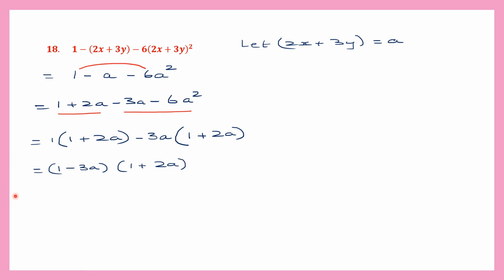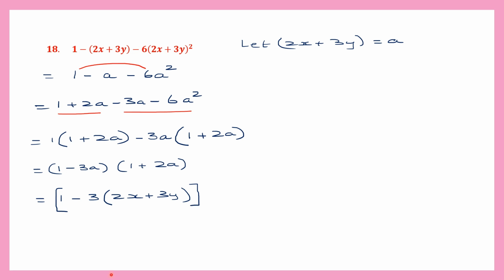Now here we have to be careful. Wherever we have a, we are going to substitute it with 2x plus 3y because in the beginning we said let 2x plus 3y be a. So remember to substitute a with 2x plus 3y. So let's do it here. So here we have 1 minus 3a. Let's write that. So this is 1 minus 3 into a. And what is a? 2x plus 3y. So this is the first one. So let's put this within square brackets to separate it from the common brackets.